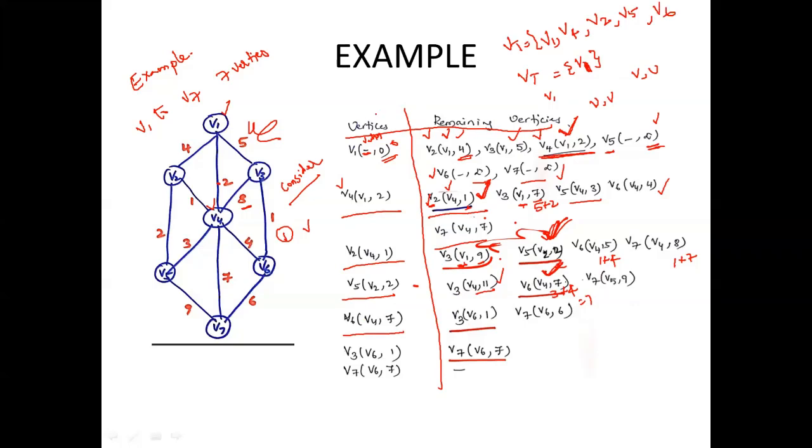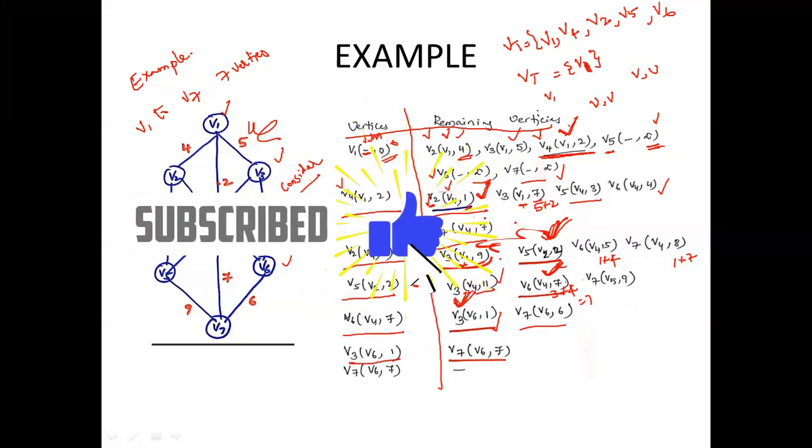So V1, V2, V4, V5, V6 are visited and still unvisited are V3 and V7. Now I'm trying to visit from this. From V6 to V3, I have a direct path with weight 1. So I can consider this. And then from V6 to V7 also I have a direct path, 6. So I can consider this. Among these two, this will be the minimum cost, so you can consider this path for the next step.